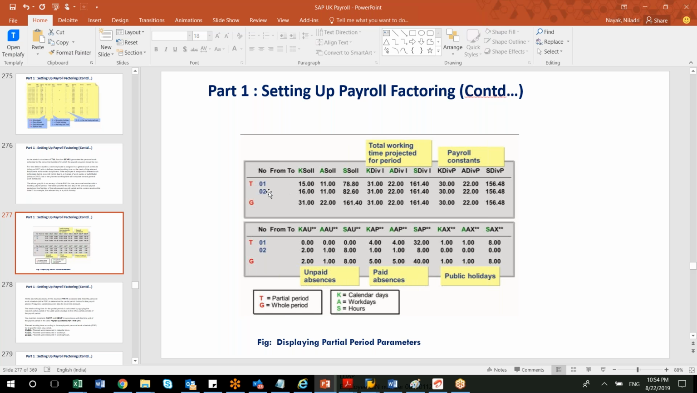In the first table, as you see, we have split it into two types. Out of 31 days, for the initial 15 days we have done one calculation, and for the second 16 days we have a different calculation, because for the second 16 days the number of working hours is different, and for the initial 15 days there are some other changes. Accordingly, in your payroll, all those parameters and infotypes we have seen will be split in the figure, whether basic pay or whatever payment you are getting.